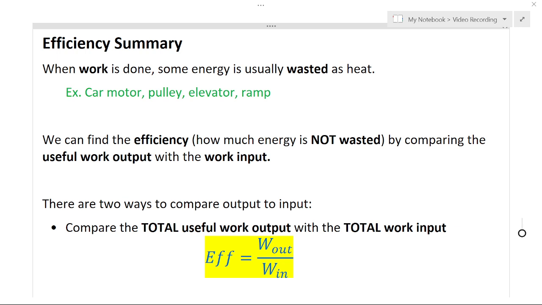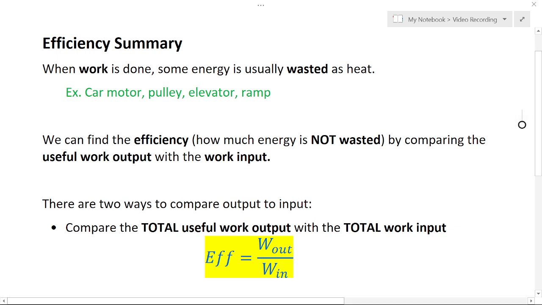Today we are looking at efficiency in the energy unit. We think of efficiency like this. When we do any process in life, when we drive a car, when we lift something using a pulley, when we go up in an elevator or push something up a ramp, some of the energy in that process is wasted as heat.